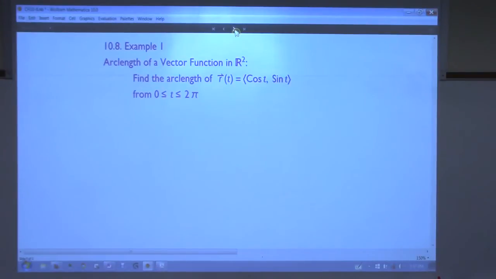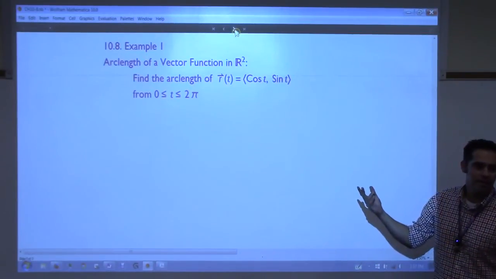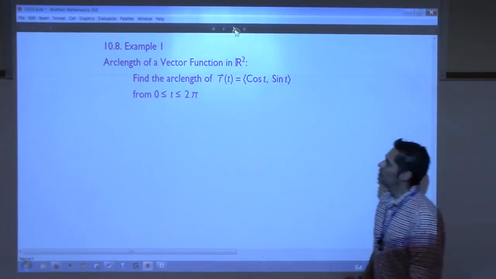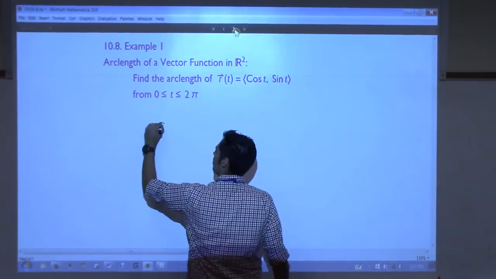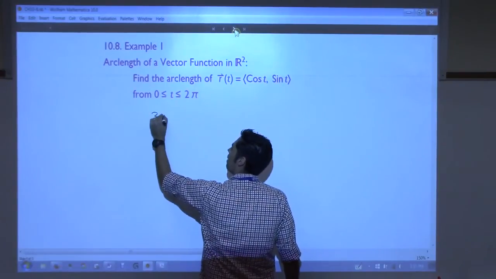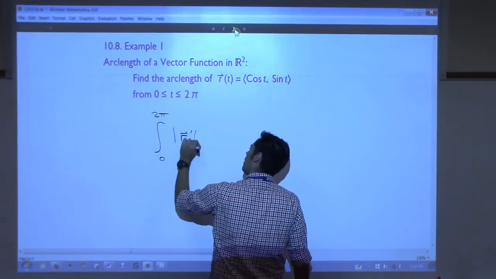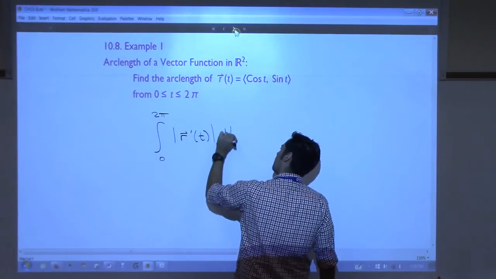What does it draw? What's the arc length of the unit circle? What's the length of it is the circumference, isn't it? 2 pi? 2 pi r, but r is 1. So the answer should be 2 pi. Let's see if we get 2 pi. So according to what I said, we need to do the integral from where to where? 0 to 2 pi of the magnitude of the derivative, right, of this vector function.